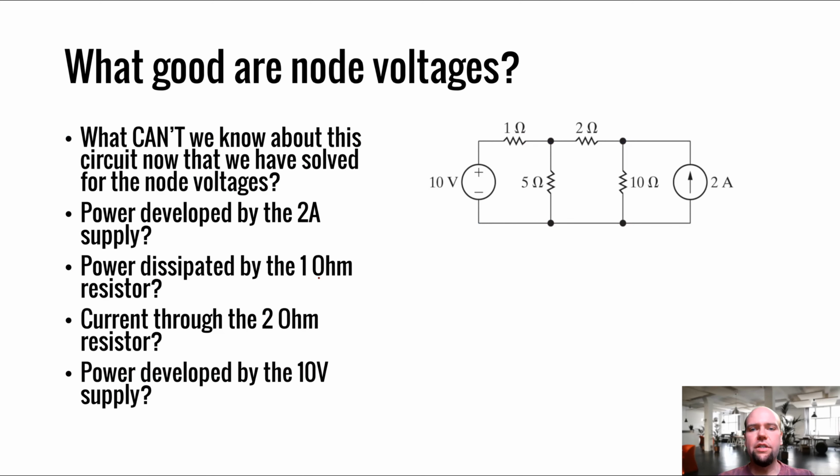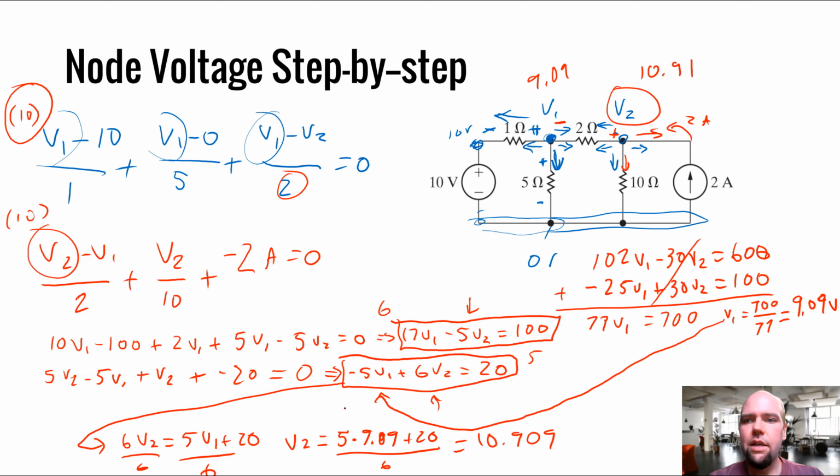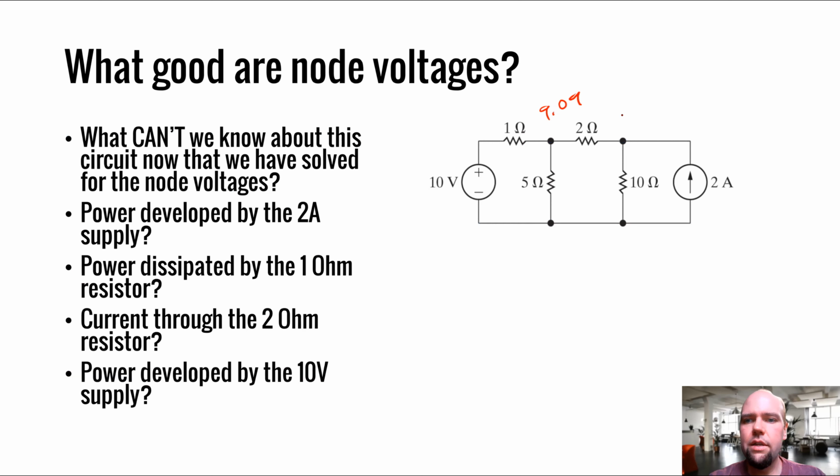So what good are those? Let's put these back on here. 9.09, 10.91, and this was 0, right? That was our reference, is 0. Okay, so what good are these? What can we solve for now in this circuit?